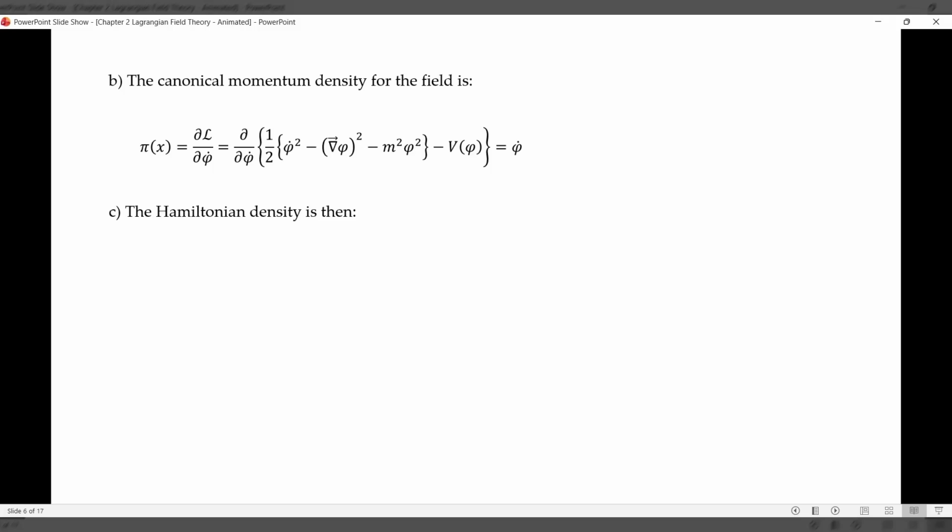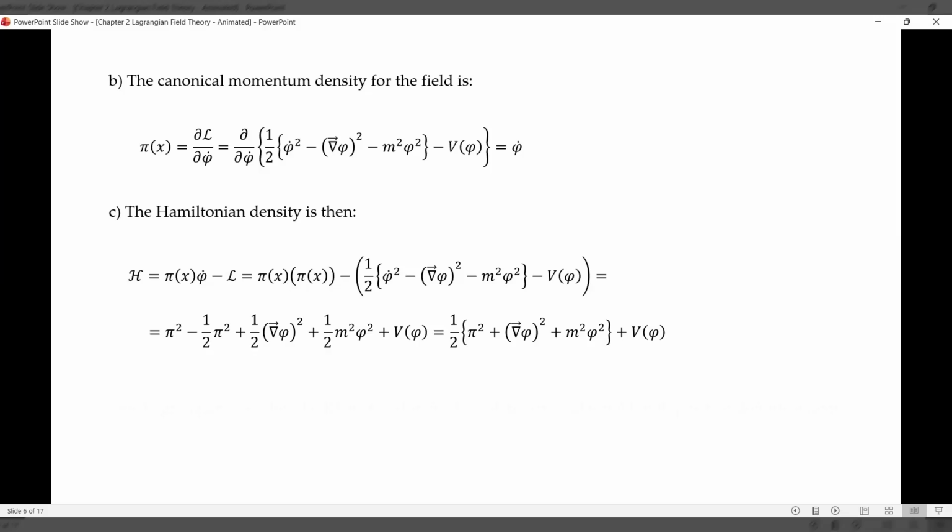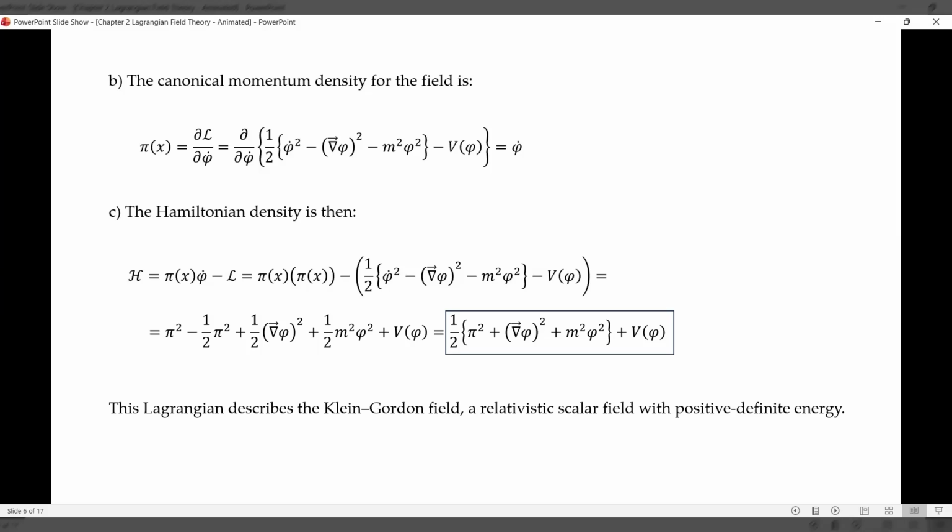Next, we construct the Hamiltonian density. The definition of the Hamiltonian density is P phi dot minus the Lagrangian. This is the field theory analog of the particle Hamiltonian, P q dot minus the Lagrangian. And finally, substituting the expressions for P and the Lagrangian, we simply have, step by step, this expression here in the box.